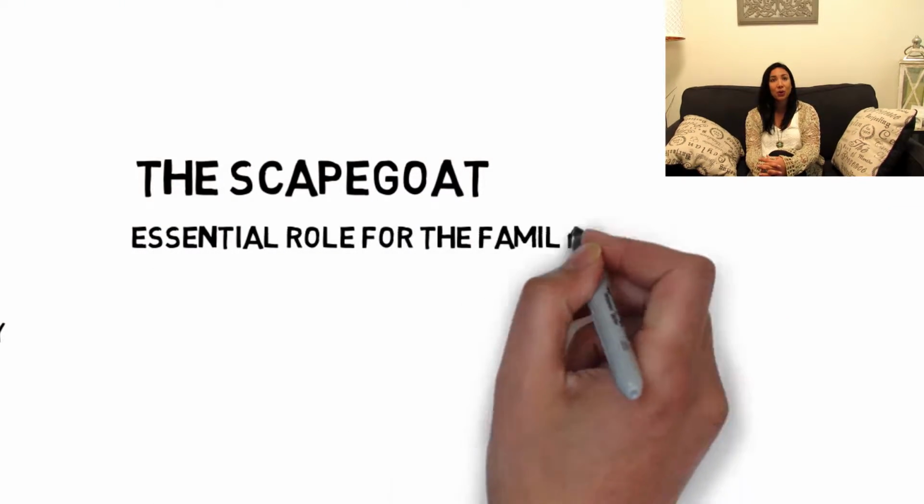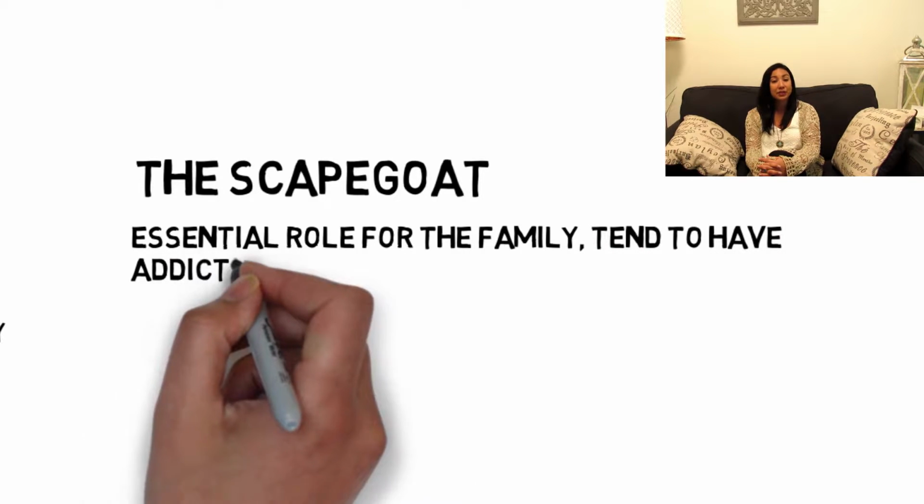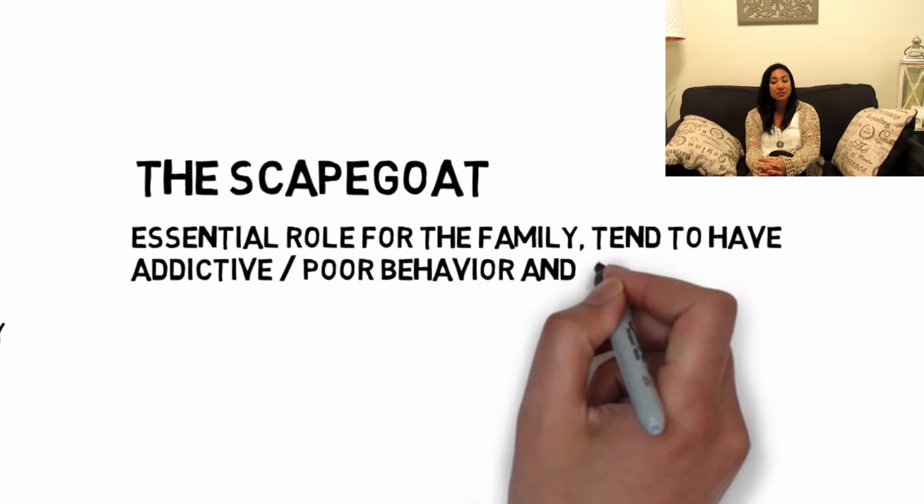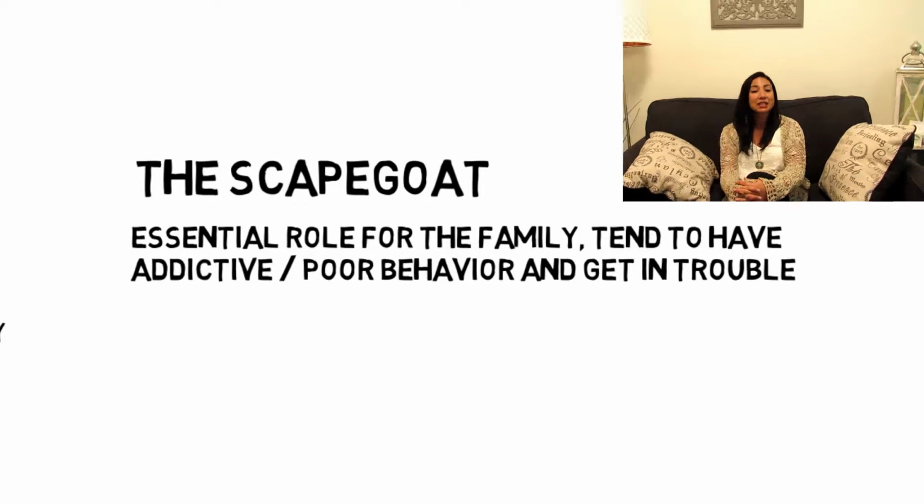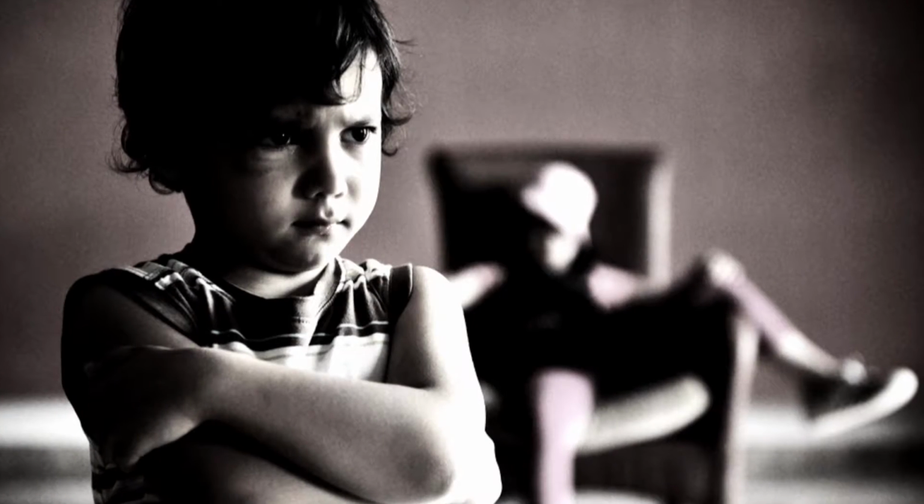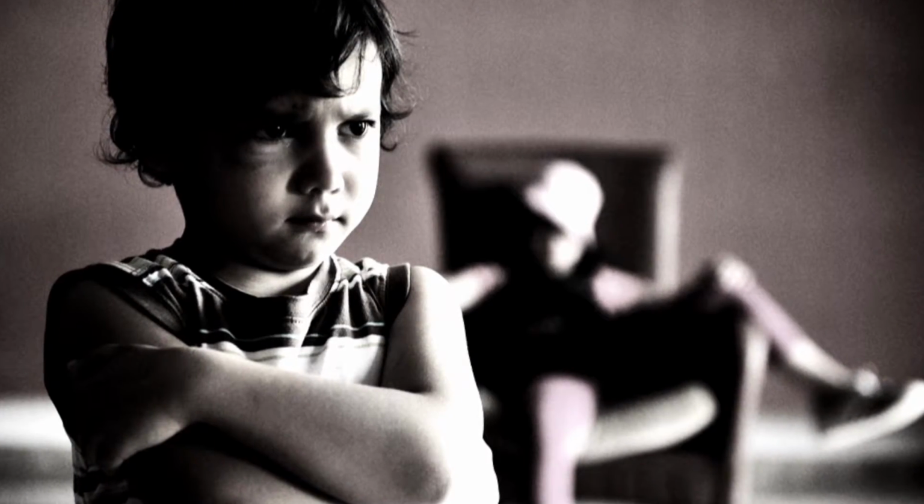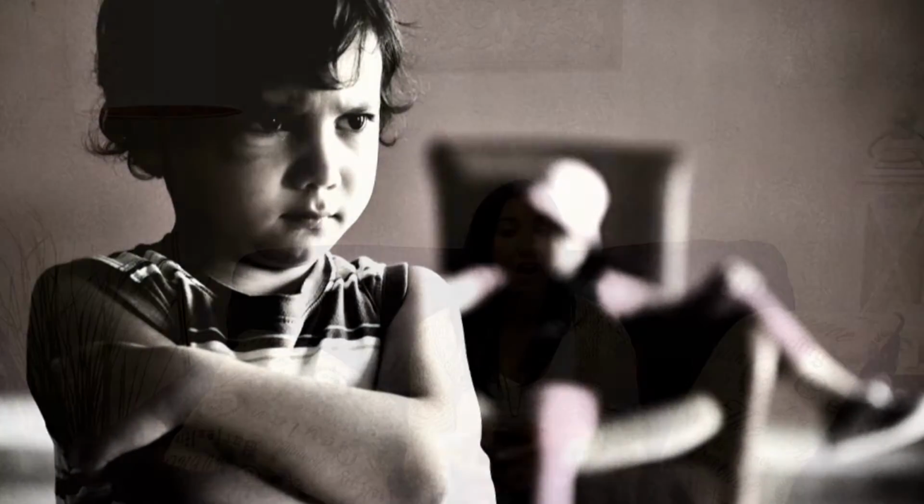And then we always have the scapegoat. The scapegoat role is very, very essential for the family. However, they tend to have addictive behavior, poor behavior, get in trouble in school, and a lot of times the function of the scapegoat in a family is to project all of the family's problems onto the scapegoat. So that is a very essential role.